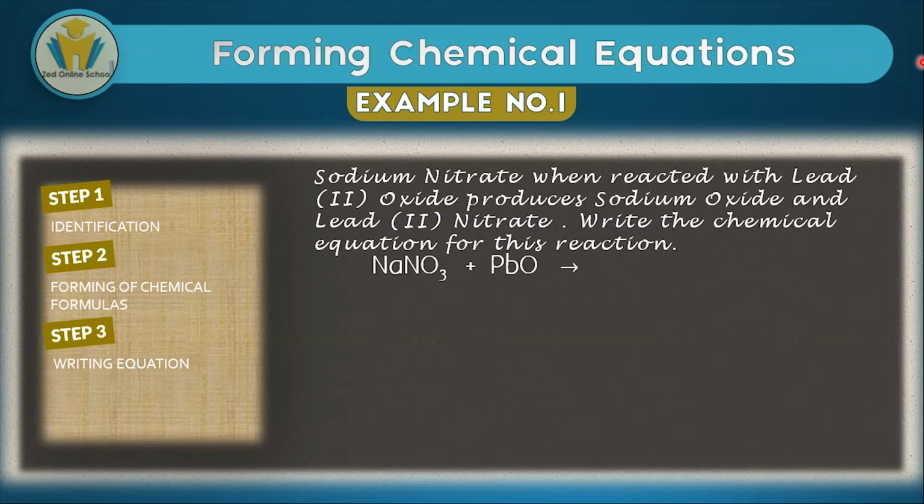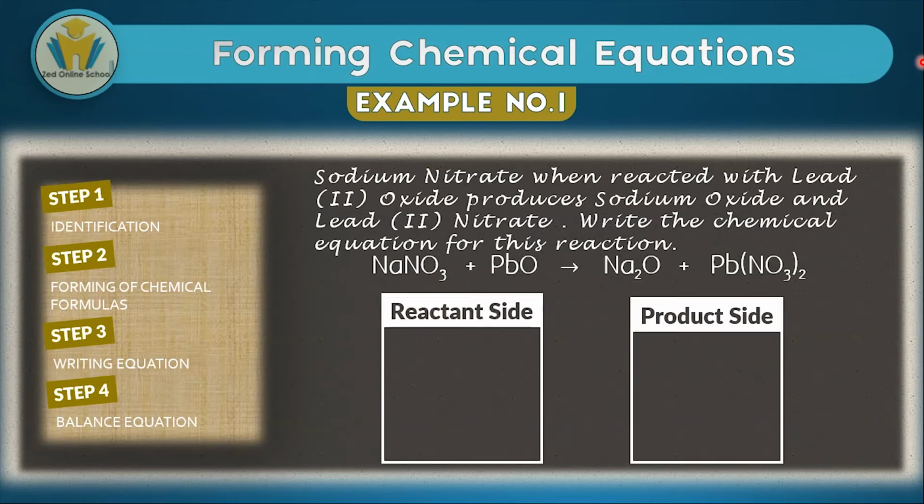After these two react, we've been told sodium oxide and lead 2 nitrate are produced. Therefore, this is the chemical reaction that's occurring. Sodium nitrate reacting with lead 2 oxide, producing sodium oxide and lead 2 nitrate. Now, one major thing is left. You might guess it, and yes, that is it. It's balancing. We haven't balanced this chemical equation, so we need to just do that.